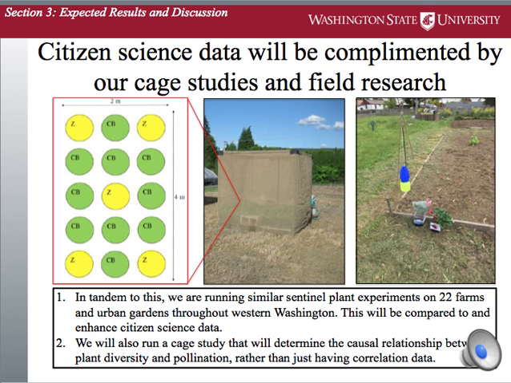And then in addition to that, I'll be running these cage studies with differing amounts of plant diversity and using a very controlled bee community to look at how strictly the diversification of the farming systems changes pollination services. So rather than just having that correlational data like we'll be collecting on our farms and on your farms, we'll be able to look and see how the causal relationship between plant diversity and pollination occurs.